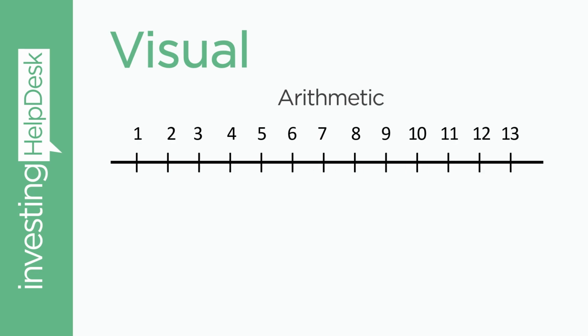So first, when we look at this arithmetic scale, you can see that everything is proportional between the number 1 and 2, between the number 2 and 3. The distance between those hash marks is the same all the way up to 13.